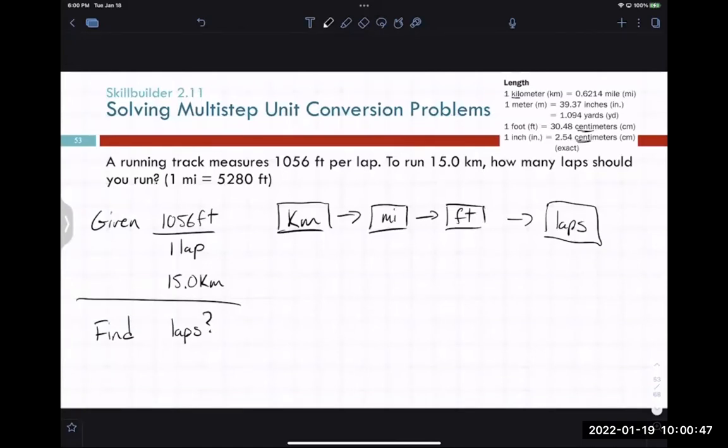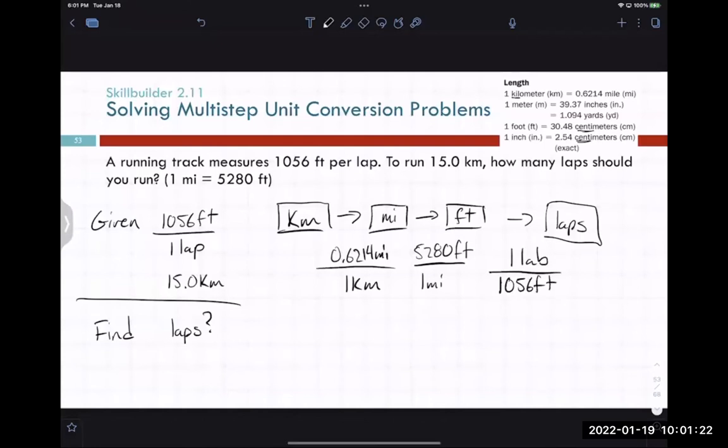It might help, definitely write these conversion factors in as you go. You don't have to write the solution diagram out and then write them all in. So we want to go 2 miles. So it's going to be 0.6214 miles over 1 kilometer. And then to go from miles to feet, we're going to put 1 mile on the bottom, 5,280 feet. And then to go from feet to laps, we want to cancel out the feet. That's going to be 1 lap.